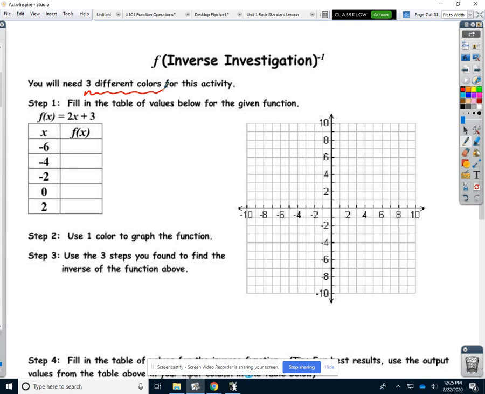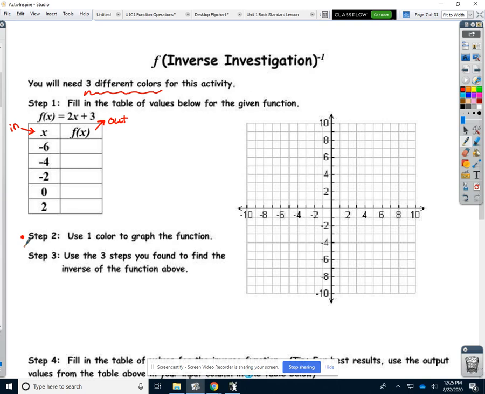First, it's important that you follow the directions exactly the way they're stated. So we're going to fill in the table of values below for the given function. Here is your input for x and your output for y. So if we input -6, -4, -2, 0, and 2, we're going to fill in the outputs for the table. Then plot the points on the graph. I don't think this step is difficult, so use one color to graph the function.